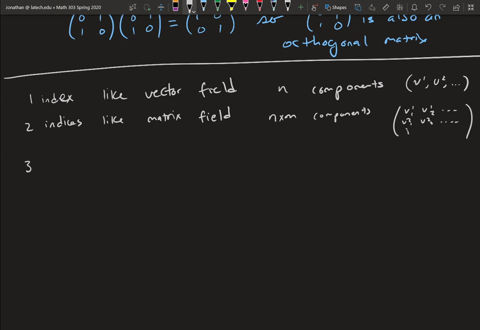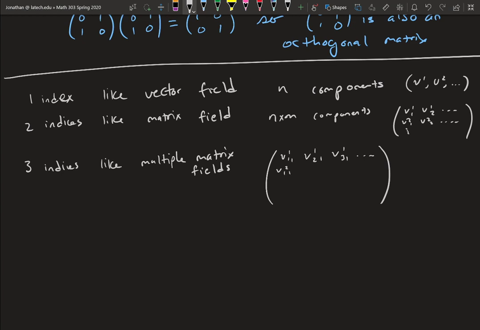If it has 3 indices, it's like multiple matrix fields. You could think of it as a 3D matrix. So you could have, say, v1,1,1, v1,2,1, v1,3,1, v2,1,1, v2,2,1, v2,3,1. And that last index at the bottom tells you that you're in the first matrix field.